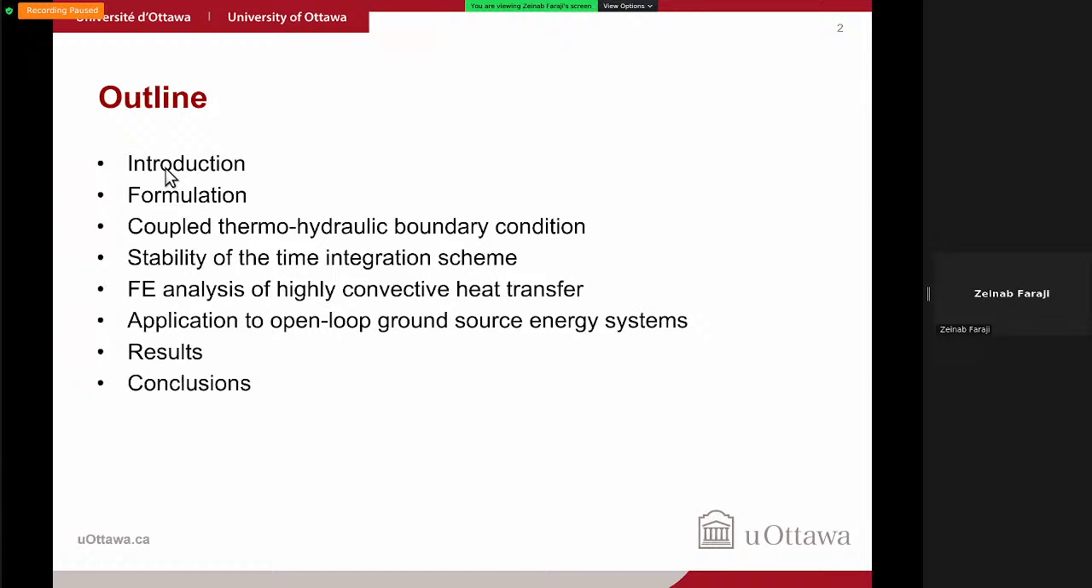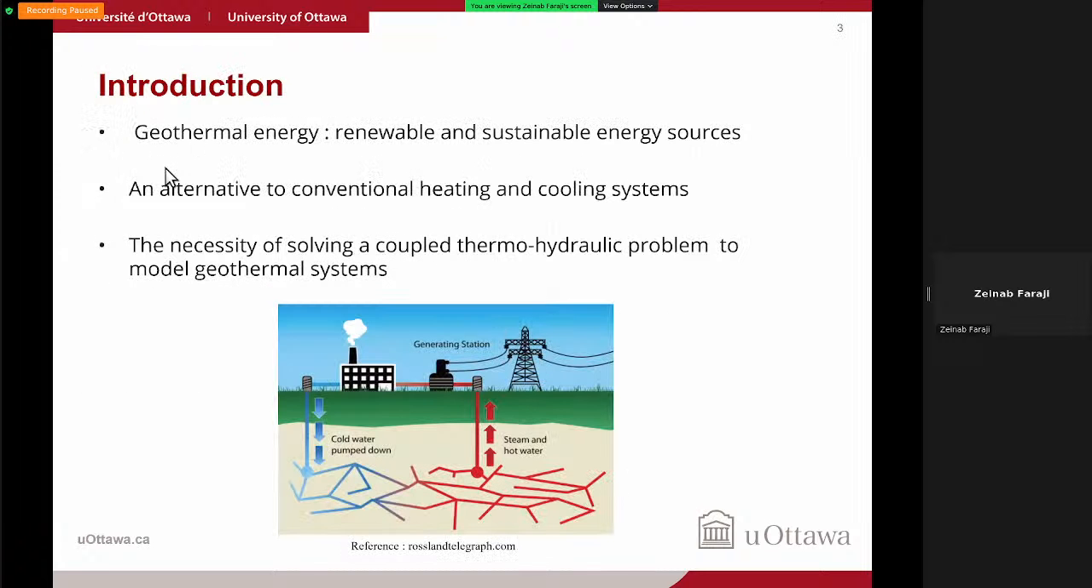ground source energy system. So in recent years, ground source energy systems such as open loop systems have become increasingly popular because it is sustainable, it is renewable, and with less impact on the environment. And so as a result, it is so important to know how to solve this problem and how to model the geothermal systems.